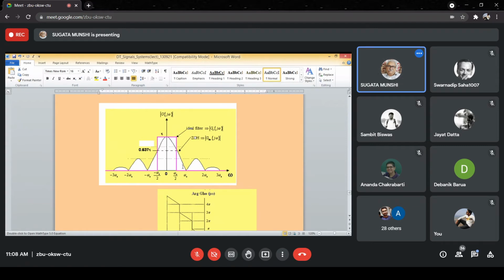Therefore, what is the input to the zero order hold? The spectrum of the input consists of the baseband spectrum and an infinite number of aliases centered at integral multiples of the sampling frequency. So those remnants from those aliases or images will be passed through the zero order hold. Some portion of the replicas will be allowed to pass through.